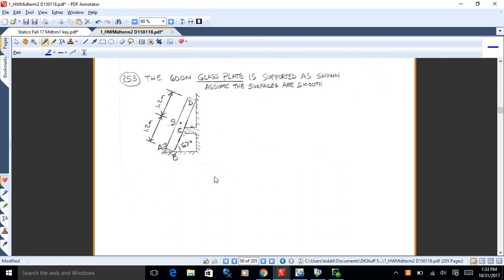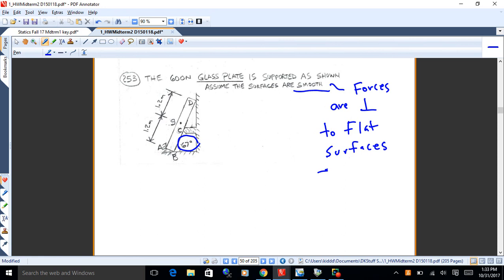Okay, then we got this one here. Now this one's put in here purposely, smooth. So we got surfaces are smooth. Okay, so that means the forces are perpendicular to the flat surfaces. Okay, so you have to identify for each one of those four reactions what the surface is, and then what direction the reactions are pointed in. Okay, so if they're not vertical or horizontal, label the angle that they lie at. You are given the fact that this big glass plate is at a 67-degree angle with the horizontal there.